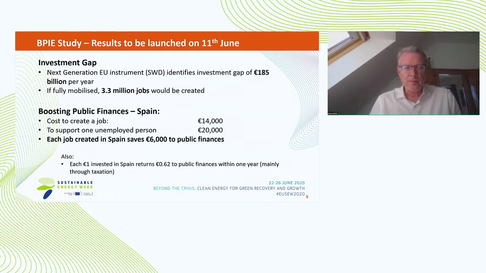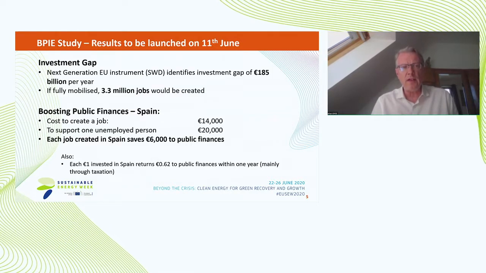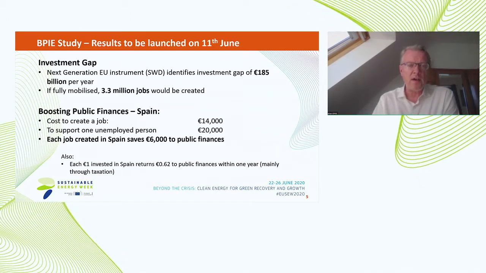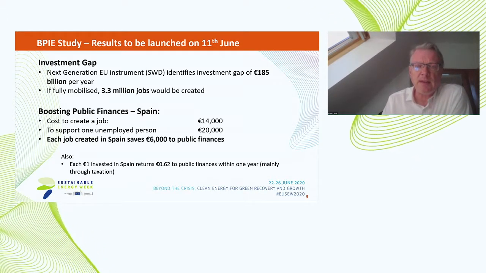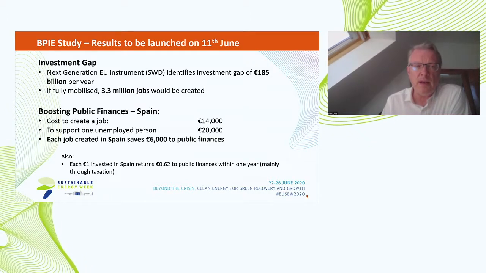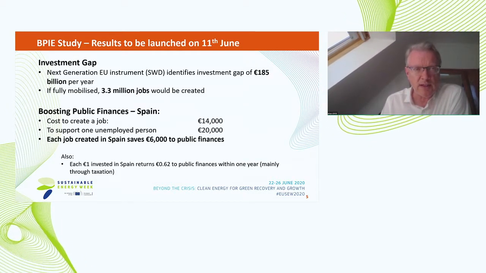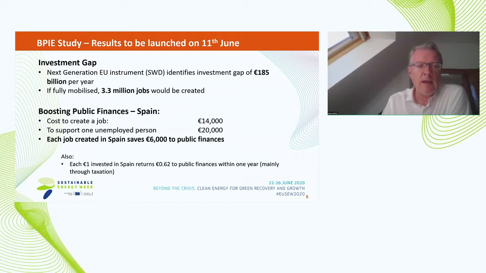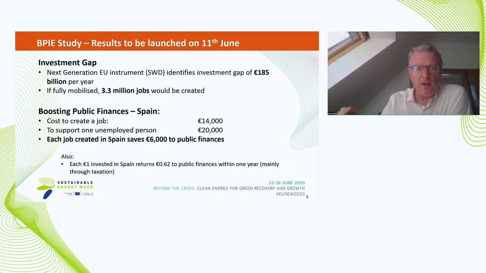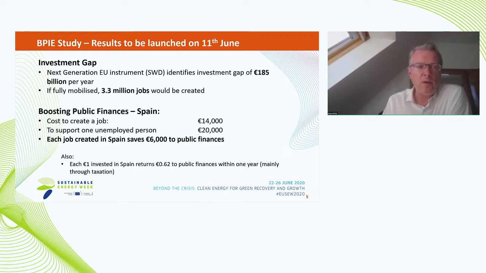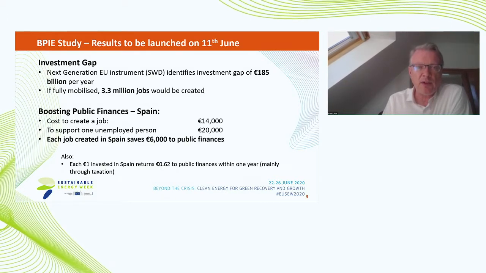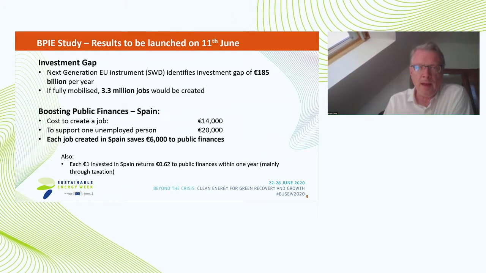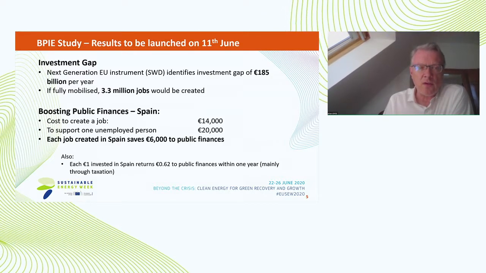When we link this to the recently published Next Generation EU instrument, where the European Commission has identified an investment gap of 185 billion euro per year for renovation activity, that's going across all segments of the building sector, not just homes. And then applying the 18 jobs per million number, we would find that if we can mobilize this much financing, we would create 3.3 million jobs in the EU. Now, in the current circumstances, that's extremely good news.